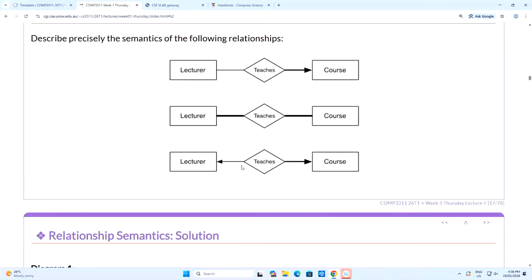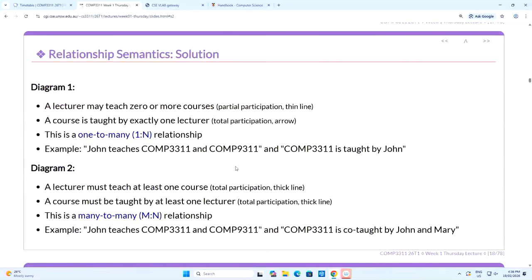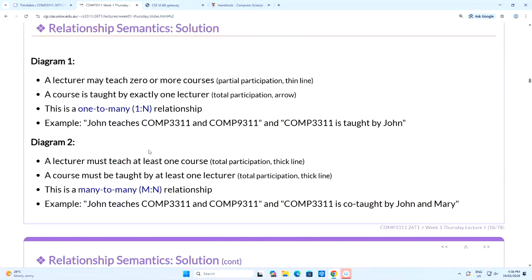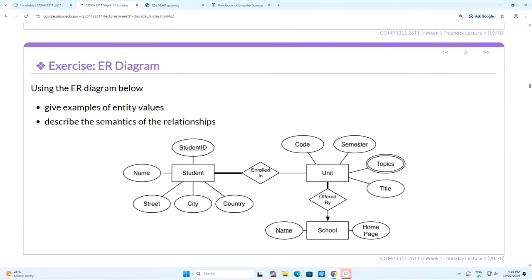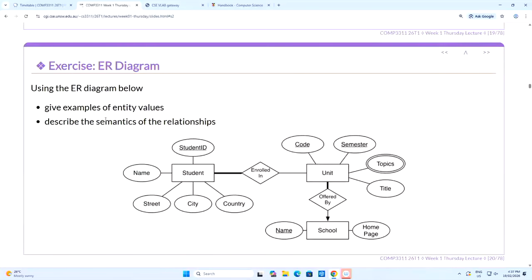Okay, so we have more practices, so we don't have to worry about not getting it in the first go. So these are the explanations. You can look at them after class. And this is another exercise.